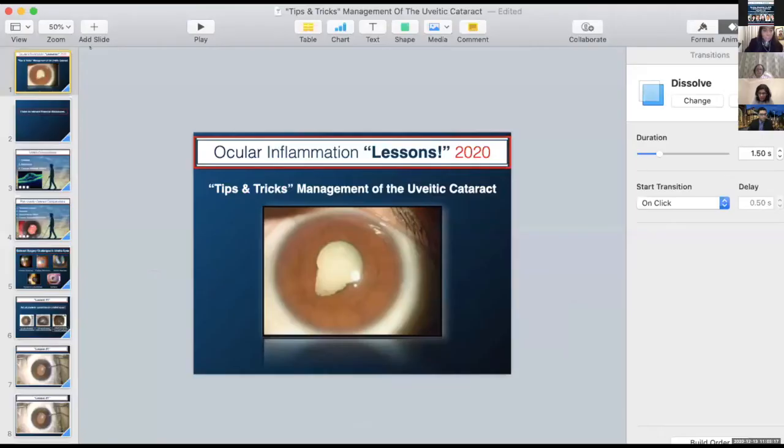We are super excited that our final course of the 2020 series this year comprises such an esteemed group of faculty. Let's move right in to the first session, which is tips and tricks, management of the uveitic cataract.